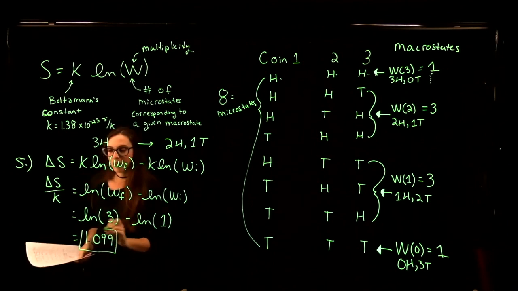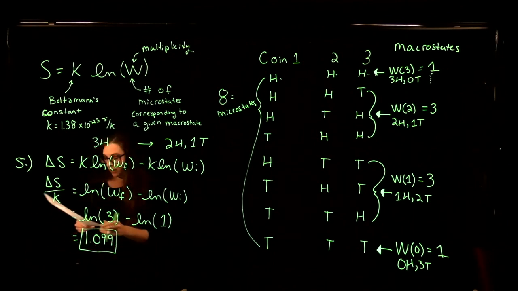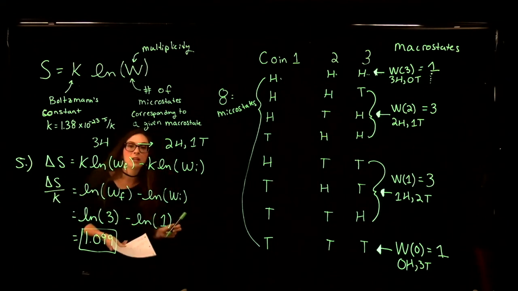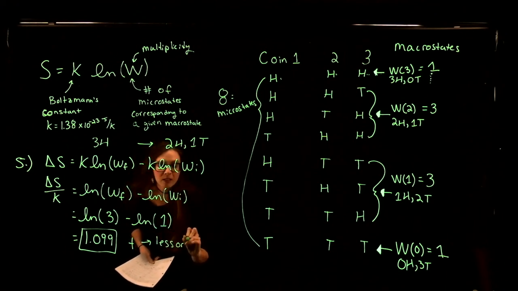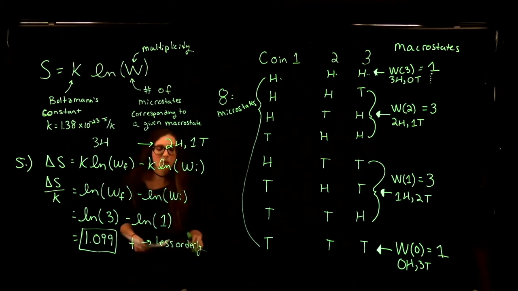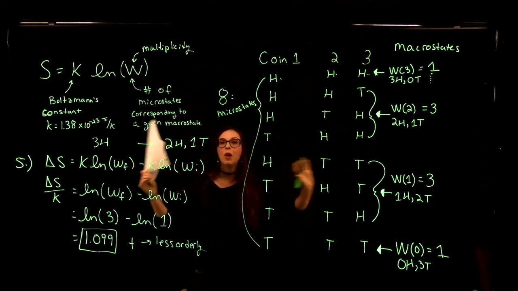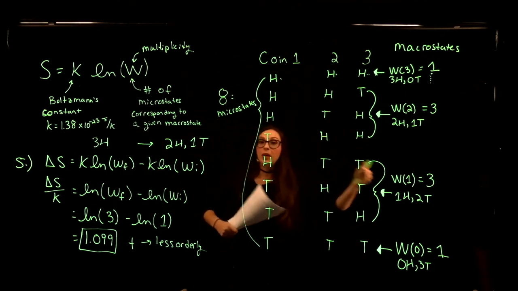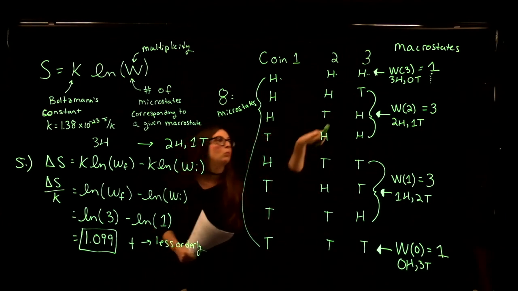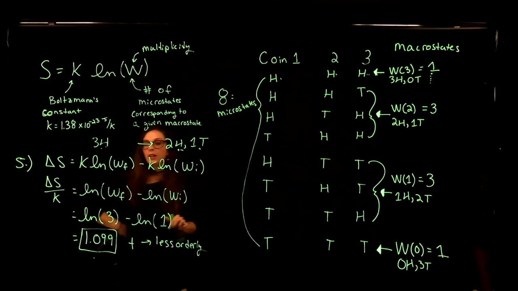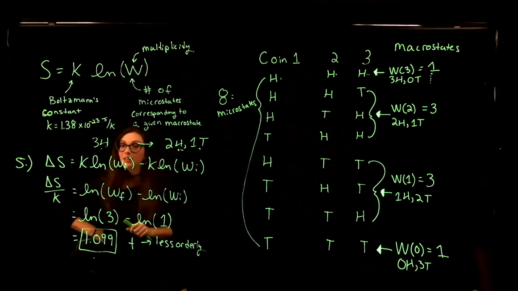So this number is unitless. Okay? So if this number is positive, that means we are going toward a less orderly system. Okay? So we started with a very orderly system of all 3 heads, and then we increased the entropy of our system by going to a system that has more possible microstates. Okay? If the change in entropy is negative, that means you're going from a system that is less orderly to a system that's more orderly.